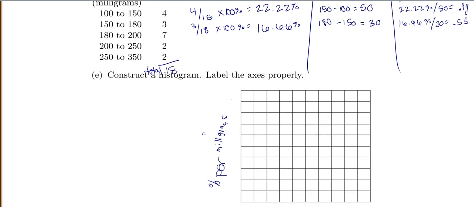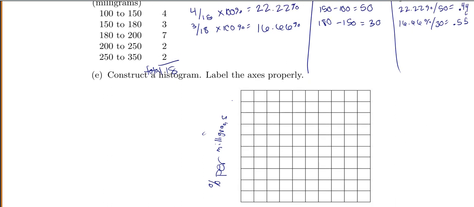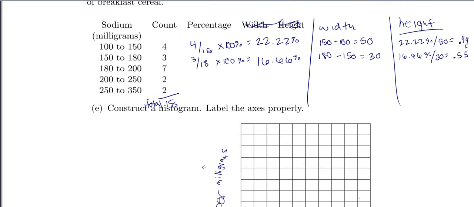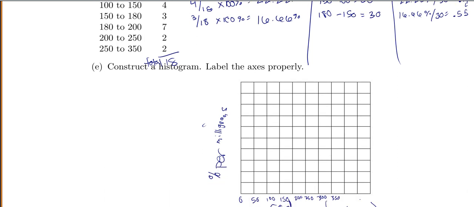Now, as far as graphing it, I could put a scale. You might pick a different scale than me, and that's just fine. It's not going to hurt anything as long as you're accurate on your scale. I'll go by 50: 0, 50, 100, 150, 200, 250, 300, 350. It looks like we have pretty small numbers for our heights, so I'll go by 0.1s: 0.1, 0.2, 0.3, 0.4, 0.5, 0.6. Now let's graph it.